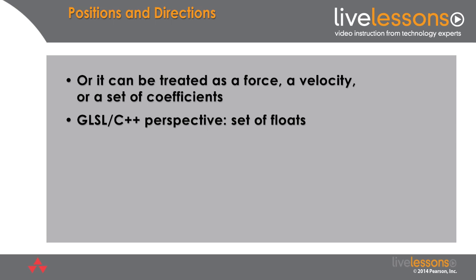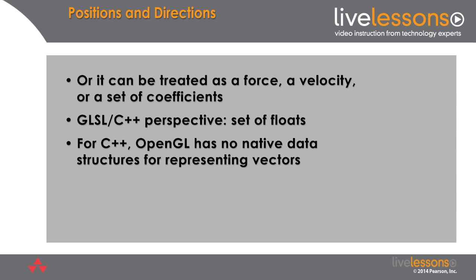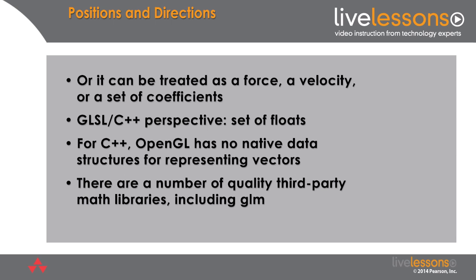Recall back to the point demo in lesson 1.4, where we used a vec4 in the GLSL vertex and fragment shaders. That's a 4-float vector, and there are also vec2 and vec3 data types, 2 and 3-float vectors respectively. For C++, OpenGL has no native data structures for representing vectors. But there are a number of quality third-party math libraries, including GLM, the library we'll be using throughout these lessons.